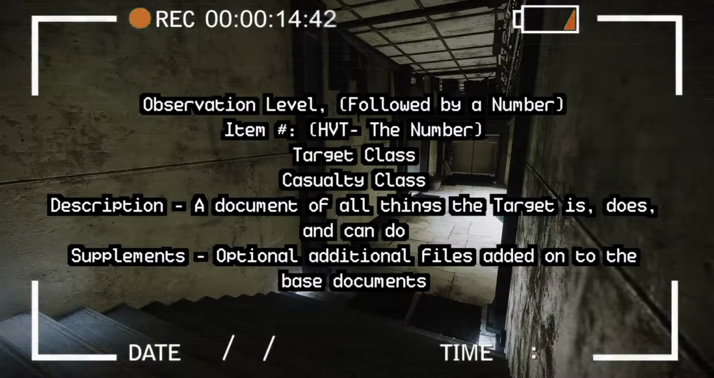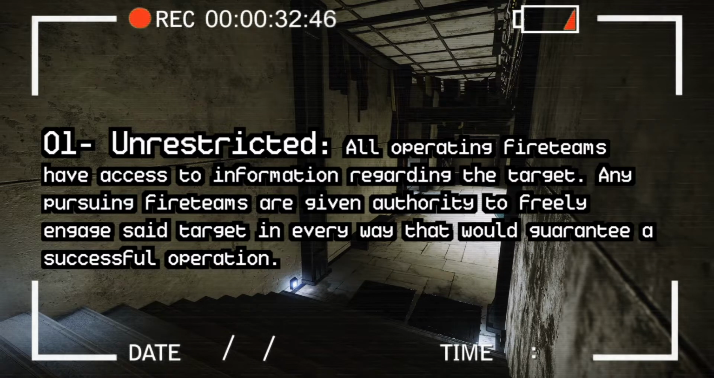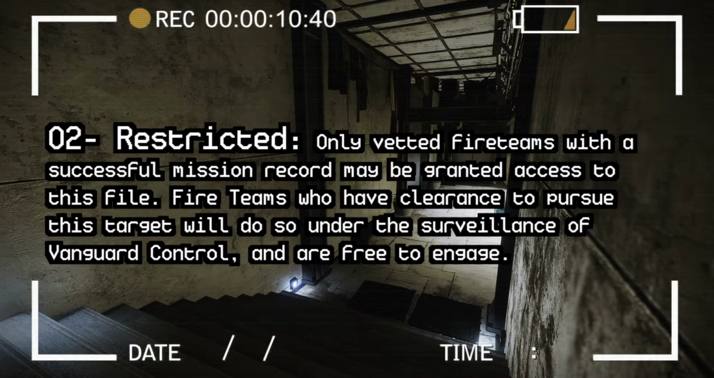At the top, we begin with the observation level for the file, followed by the HVT's item number for the documentation. Observation levels are representative of the clearance Guardians may have to the information regarding such a target. The observation levels are as follows. 01, unrestricted. All operating fire teams have access to information regarding the target. Any pursuing fire teams are given authority to freely engage said target in every way that would guarantee a successful operation.